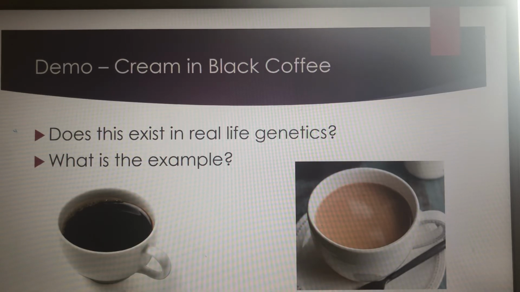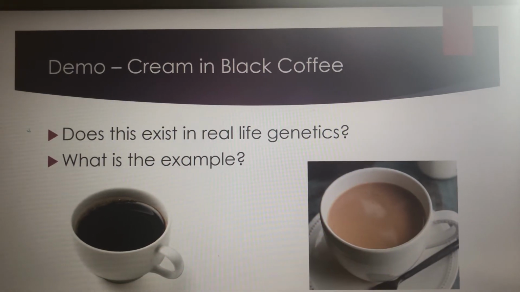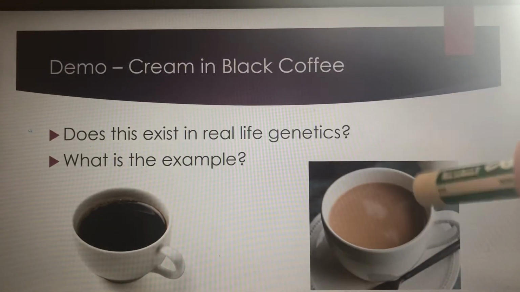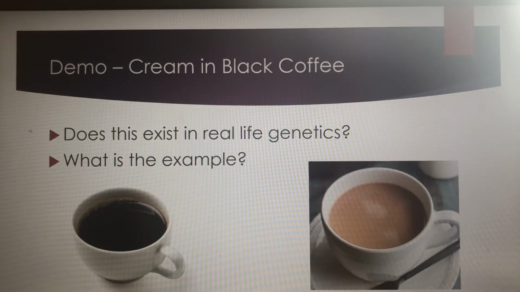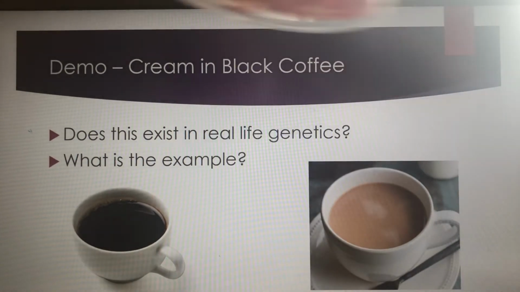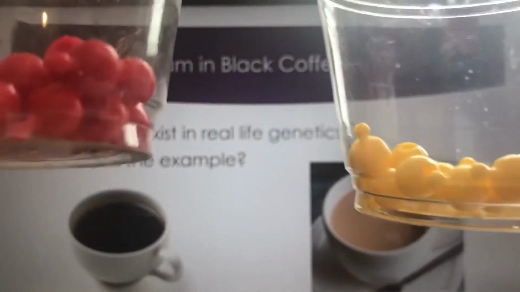But this is an example where, okay, if you have coffee, you could have black coffee or you could have it like mine, where you have a lot of cream. Now the cream dilutes it a little. Now this question is, does this really exist? Could we make this as a comparison with genetics? Is it always one or the other with genetics? Well, you guys already know that's not the case.